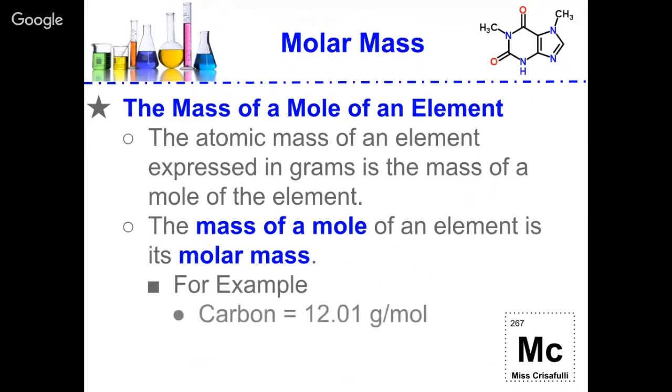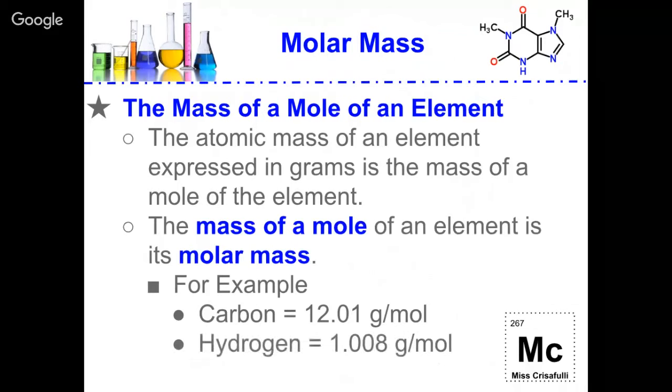For example, if you were to look on your periodic table, now pause the video, get that yellow periodic table. I don't care if it's downstairs in your book bag. We need it. Look where carbon is. It's number 6 on the periodic table. That number underneath your element symbol is the molar mass. It's 12.01 grams per mole.